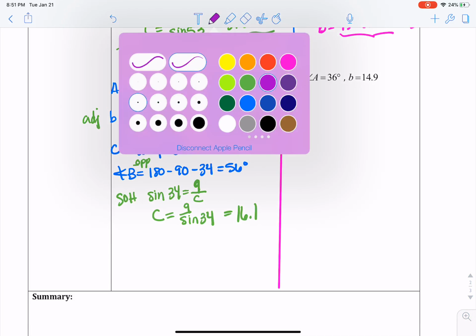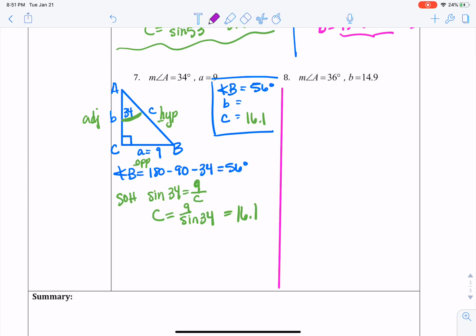Then I'm going to do the next side. So using the one that I've been given, not the one I found, but the one I've been given, this is an opposite and adjacent. So that's the tangent, that's TOA. The tangent of 34 equals 9 over B. B equals 9 divided by the tangent of 34. Put that in your calculator and we get 13.3 units in length.